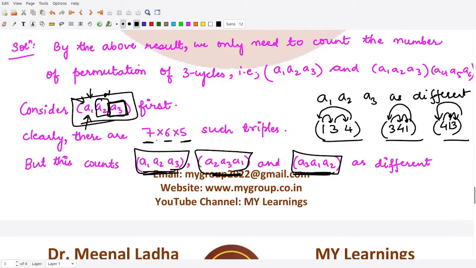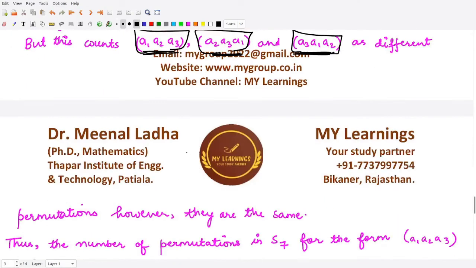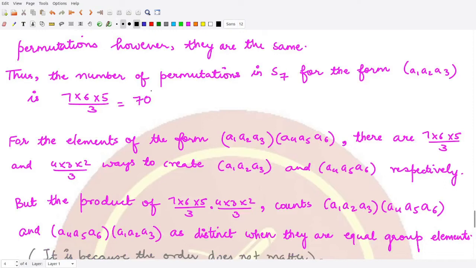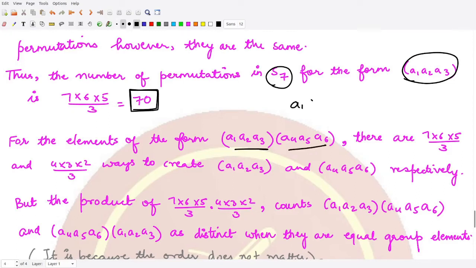So that means we have to divide this product by 3. Therefore the number of permutations in S7 of the kind (A1 A2 A3) is obtained as 7 into 6 into 5 divided by 3. In total, when you calculate, this comes out to be 70 in number. Now looking at the other permutation, which is the product of 2 disjoint cycles of order 3. So it is (A1 A2 A3)(A4 A5 A6), where all of A1 to A6 belong to the set A, which consists of all the numbers from 1 to 7, right?